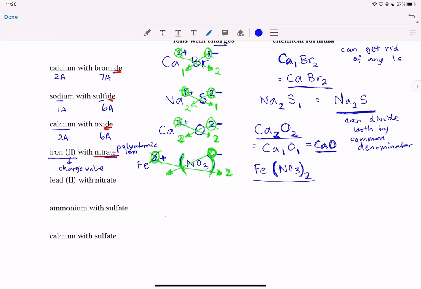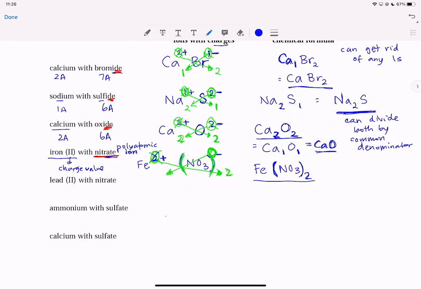Okay, now what do you do with that 2? Do you multiply it into the parentheses? No. The parentheses are really like a barrier. Nothing goes inside of it, nothing comes outside of it. Do not multiply it in. You can't divide, you can't do any common denominator, you can't reduce, and that is it. That's the chemical formula right there.